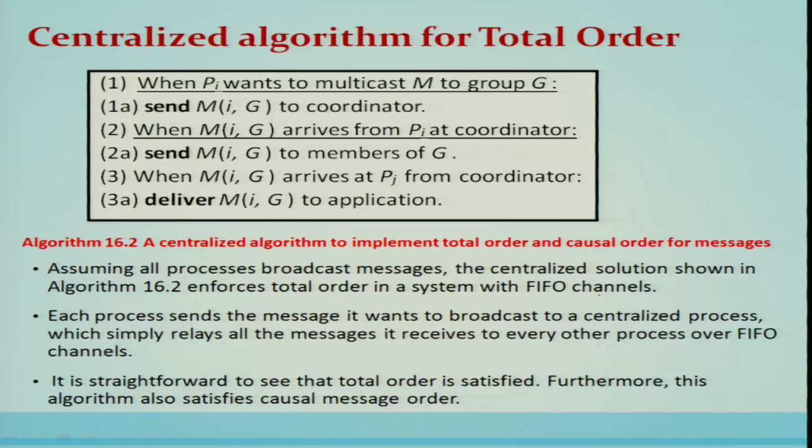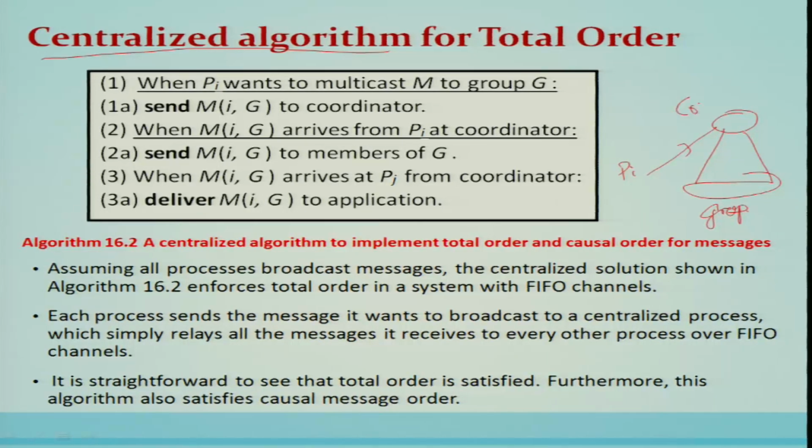How is the total ordering of the messages implemented? We are going to see the first algorithm, which is called a centralized algorithm for total ordering of messages. If Pi wants to multicast a message M to a group G, then Pi will send it to the group coordinator, and the group coordinator in turn will send it to the group.